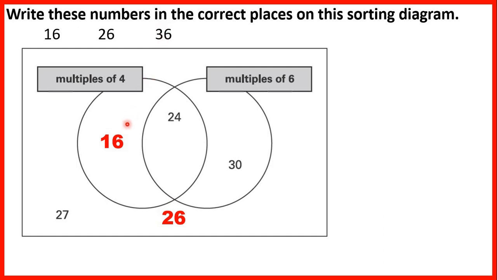And 36 is a multiple of 4 and a multiple of 6. So because 36 is a common multiple of 4 and of 6, we can write 36 in the section where our circles overlap.